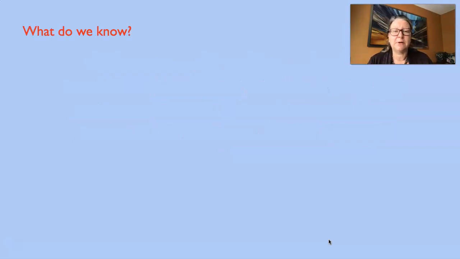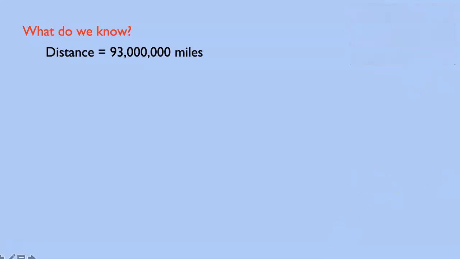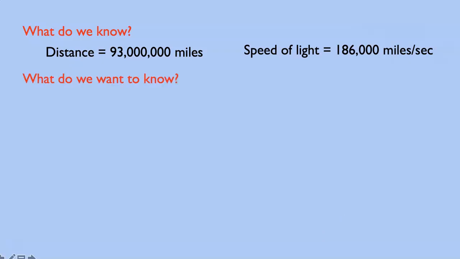All right, so let's approach this problem as you should approach all word problems. What do we know and what do we want to know? Well, we know the distance. We've been given a distance. We've also been given a speed. And we're asked to find a time. So do you know any equations that involve speed and time and distance?